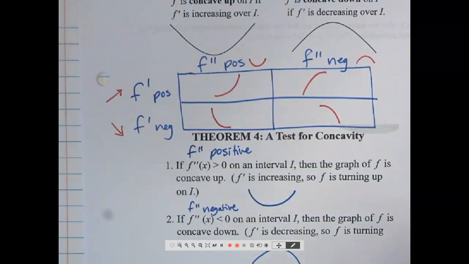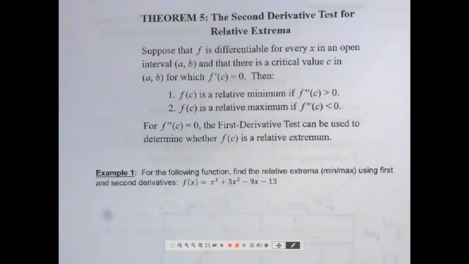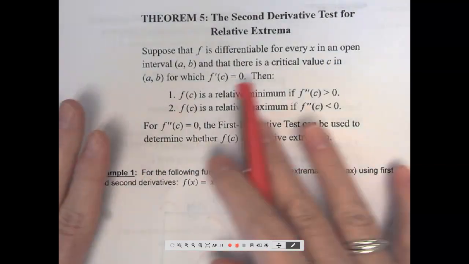Okay, so those two things combined can tell us a lot about exactly how to draw an original graph, even if we don't have a function. So that's what we're going to be using next. The second derivative test for relative extrema, we've already talked about that.